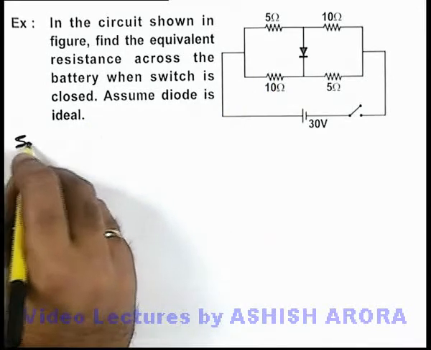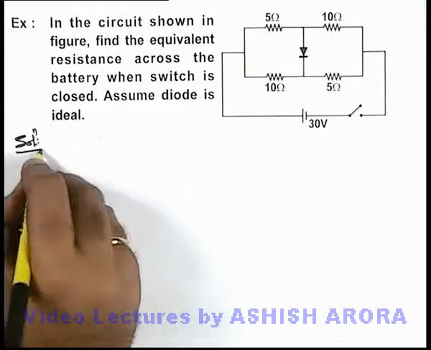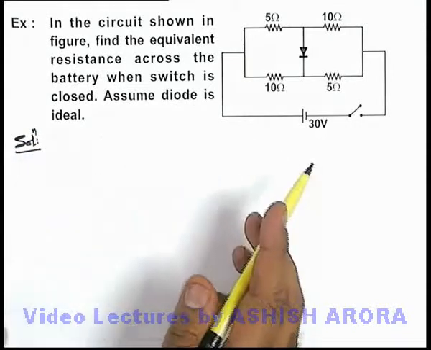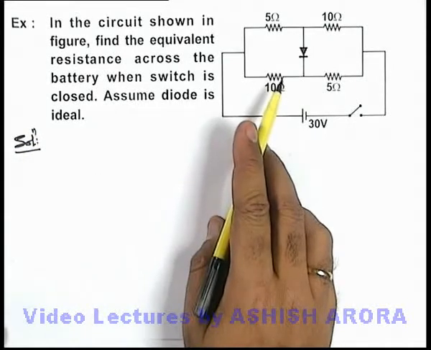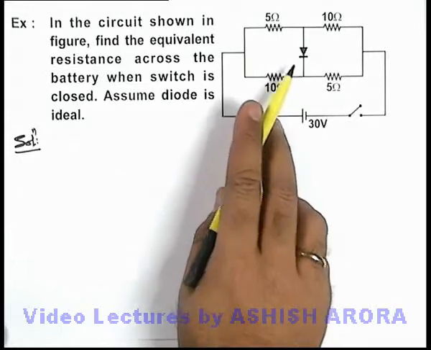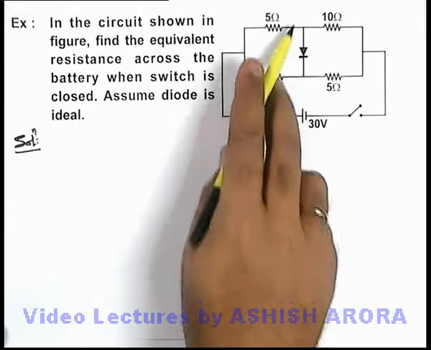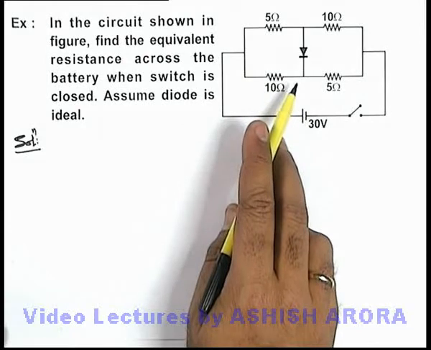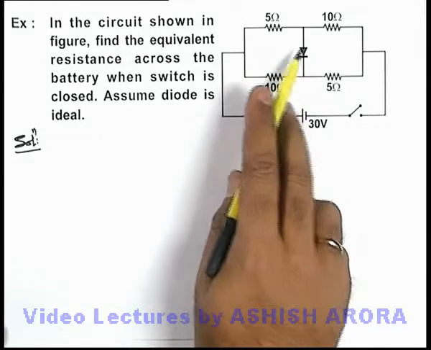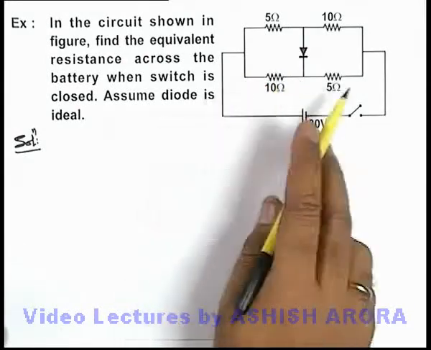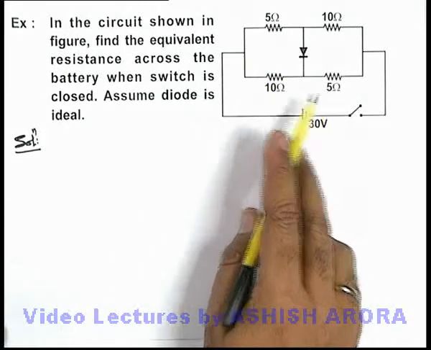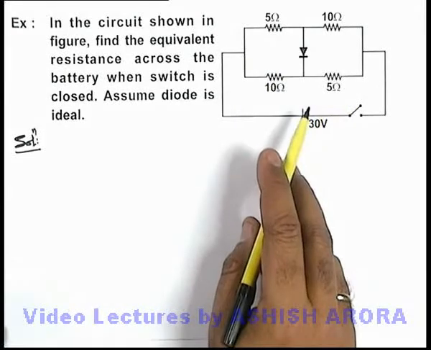Now, just to find out the equivalent resistance, we first need to check whether, on closing the switch, the diode will be forward biased or reverse biased. If it is forward biased, then we replace it with a straight wire. And if it is reverse biased, in that case, we treat it like an open circuit, and correspondingly, we can find out the equivalent resistance across the circuit.